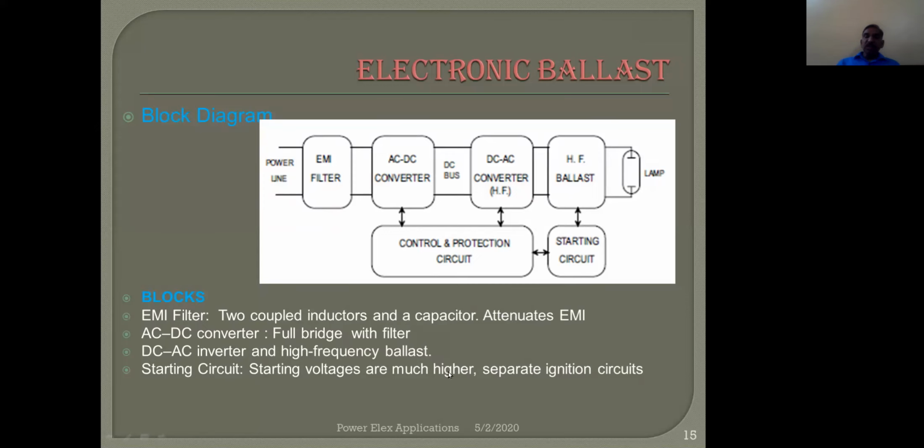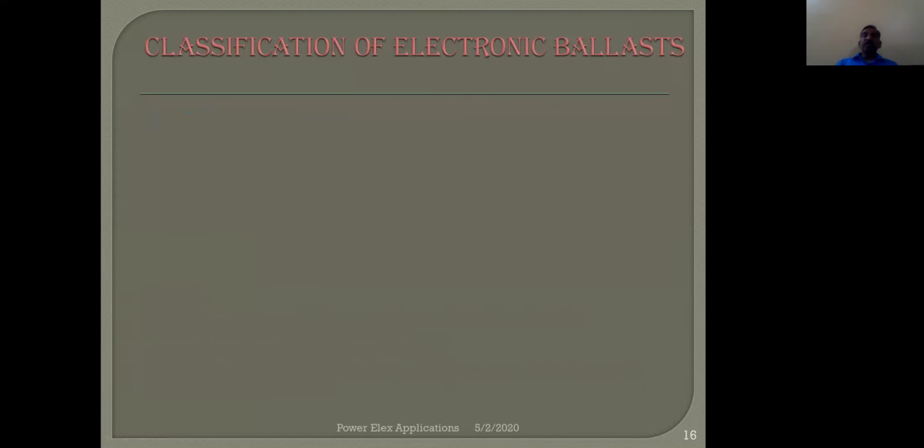So in case starting voltages are higher, a separate ignition circuit, which gives a very high energy pulse, is required, and usually a capacitor vessel. And to control the rectifier and inverter, we do have a control and protection circuit for the lamp. This is how an electronic ballast typically works.